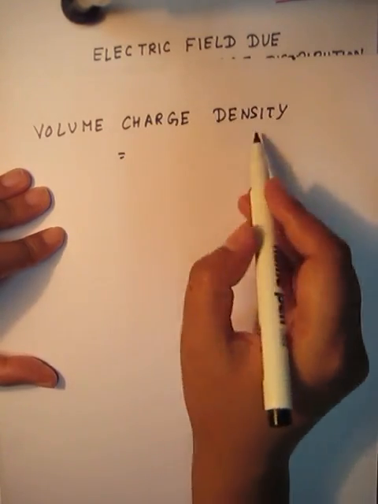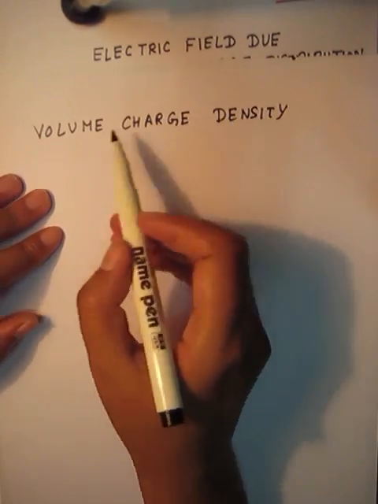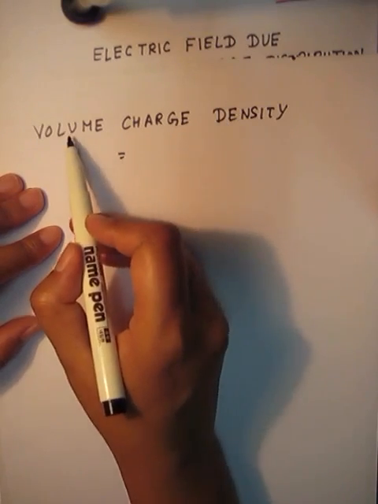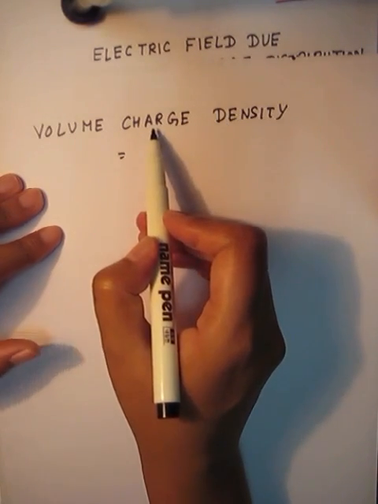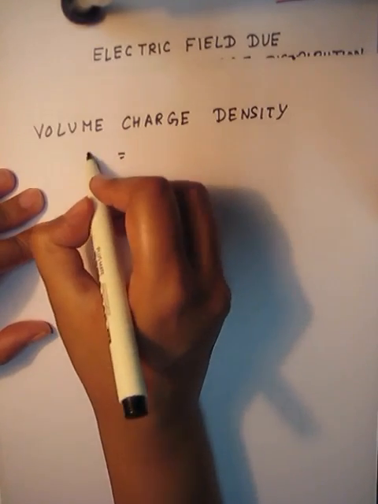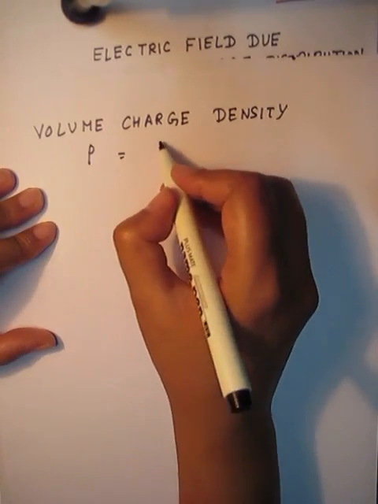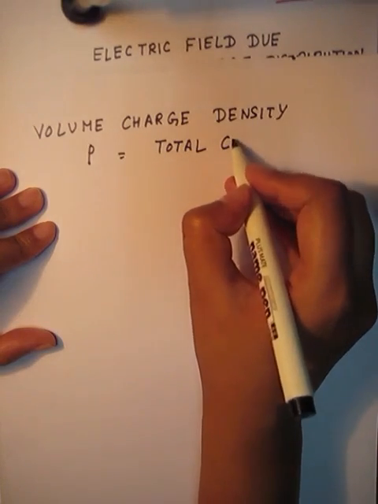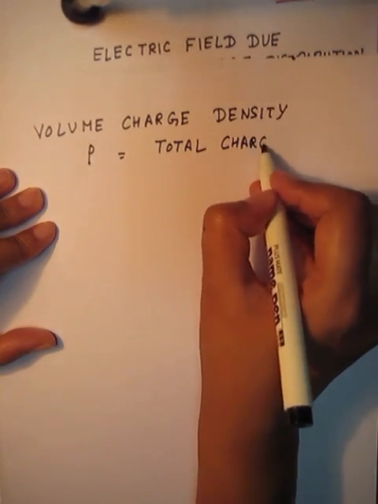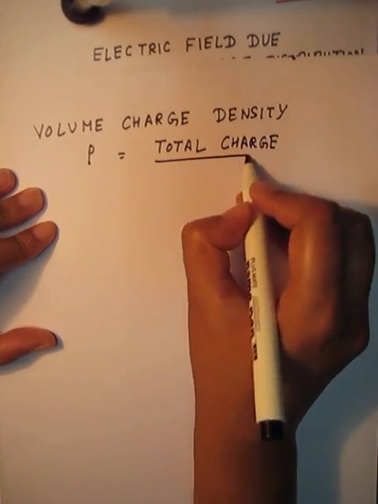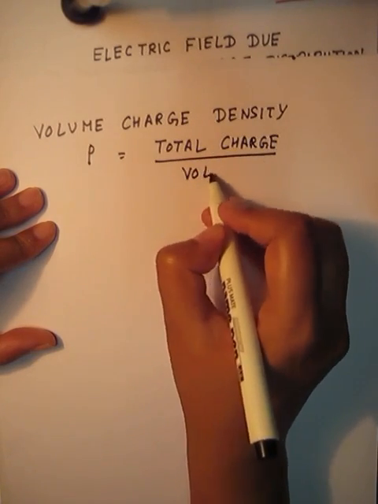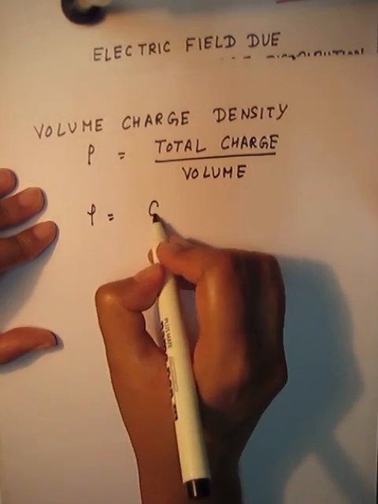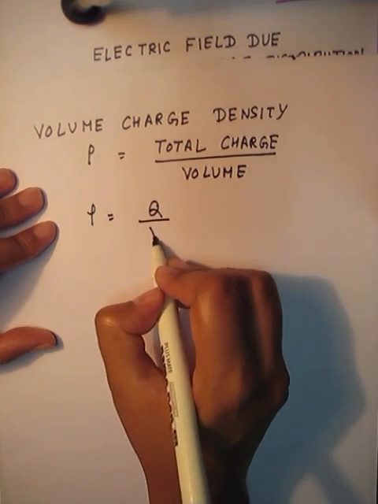As the expression itself says, we need not remember anything. It is volume charge density. So it means it is density per unit volume of charge, and it is depicted by rho, and it is given by total charge upon total volume. So volume charge density means total charge per unit volume.